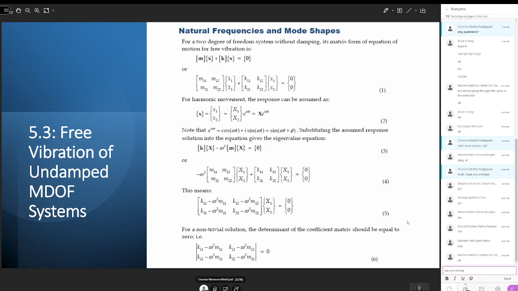So you'll end up with this matrix. Now, to get a non-zero solution for x1 and x2, the non-trivial solutions, the determinant must be 0. So to get the response, you must find this determinant, you must equate this determinant to 0.